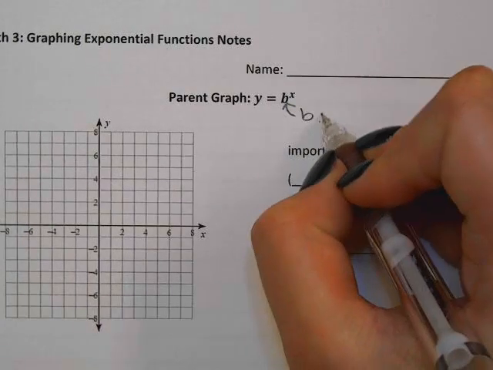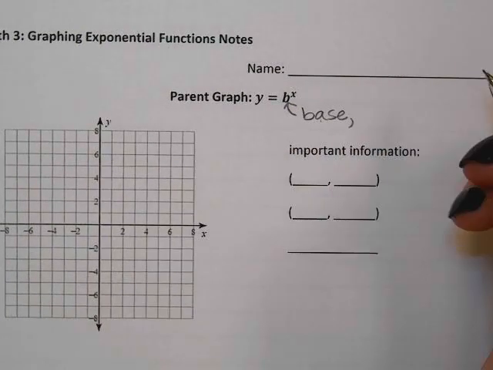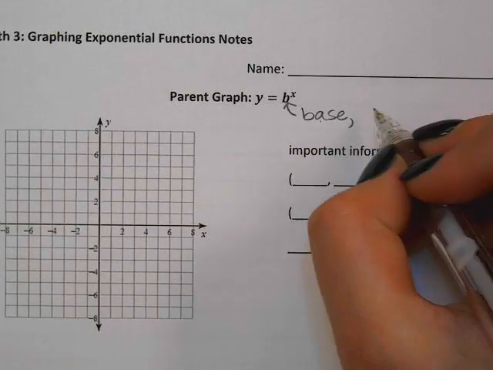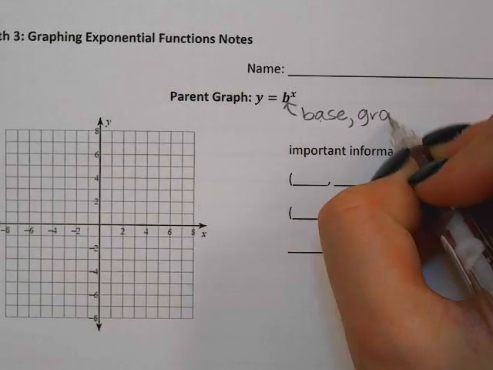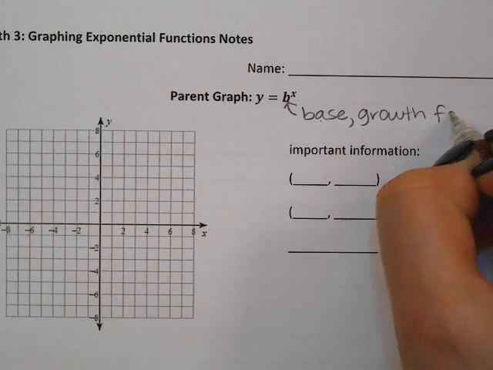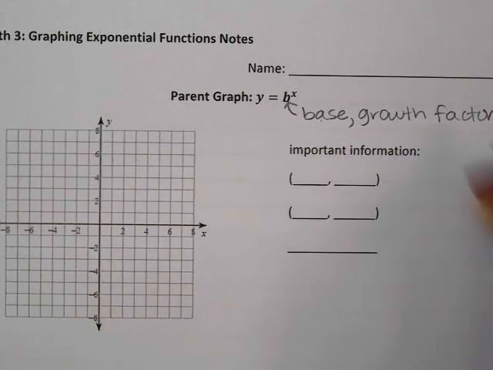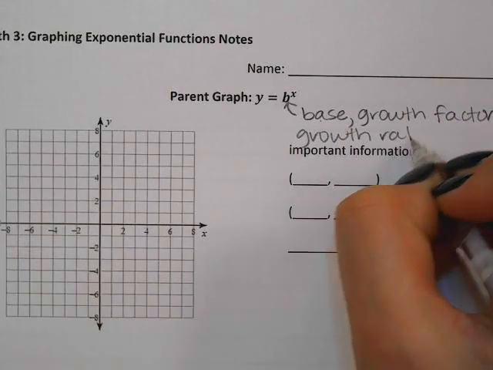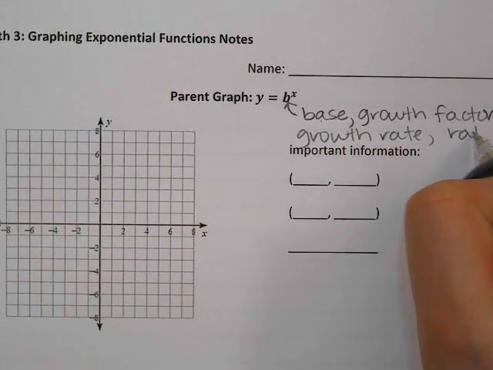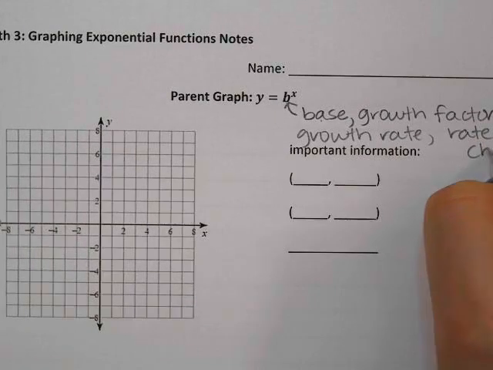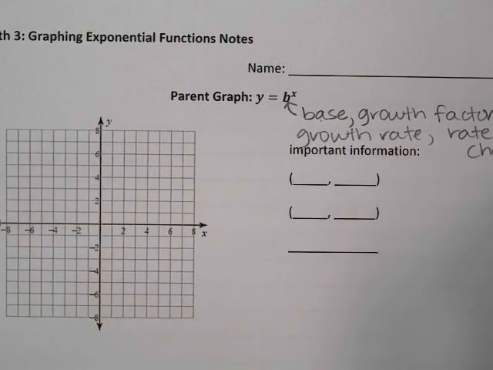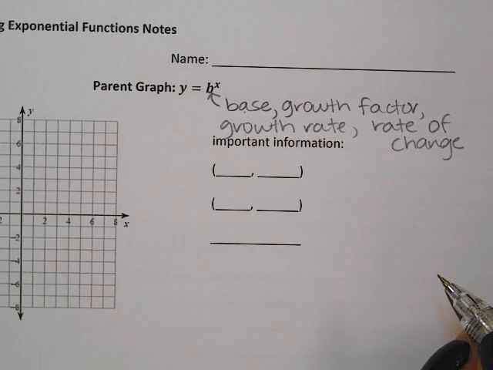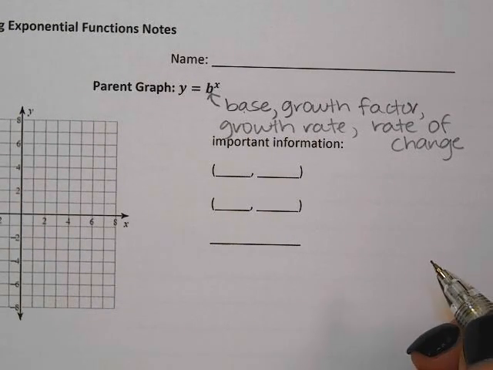And this b value here has several different ways people refer to it. So one is you could say that's the base, right? Because you have a number to an exponent, that's the base of the exponent. Some people call it a growth factor. Growth rate, I've heard. Rate of change. So those are all different ways to refer to whatever the base is going to be for an exponential function, so you'll want to watch out for those.